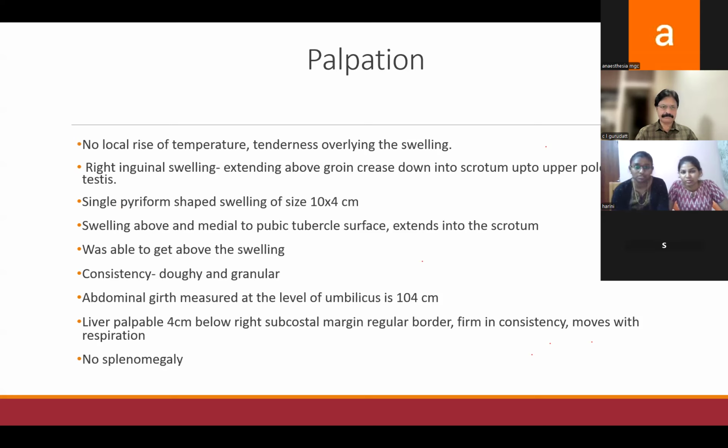Palpation: no local rise of temperature or tenderness overlying the swelling. Right inguinal swelling extending above the groin crease down into the scrotum up to the upper pole of the right testis. Single pyriform shaped swelling of size 10 by 4 centimeters, above and medial to the pubic tubercle, extends into the scrotum. Was able to get above the swelling. Consistency is doughy and granular. Abdominal girth measured at the level of the umbilicus is 104 centimeters. Liver palpable 4 centimeters below the right subcostal margin, regular border, firm in consistency, moves with respiration, and no splenomegaly.